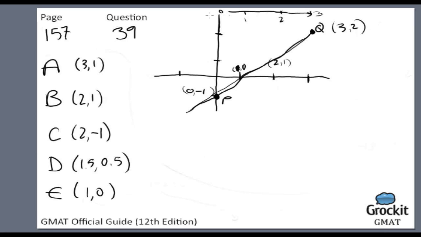So if P is at 0 and Q is at 3, the point that is twice as far from P as from Q is the point that's 2/3 of the way from one to the other. 2/3 is twice as much as 1/3. So the point that is 2/3 of the way is the one that's at point 2 on the x-coordinate, and that we already established was the point 2, 1, which is answer choice B.